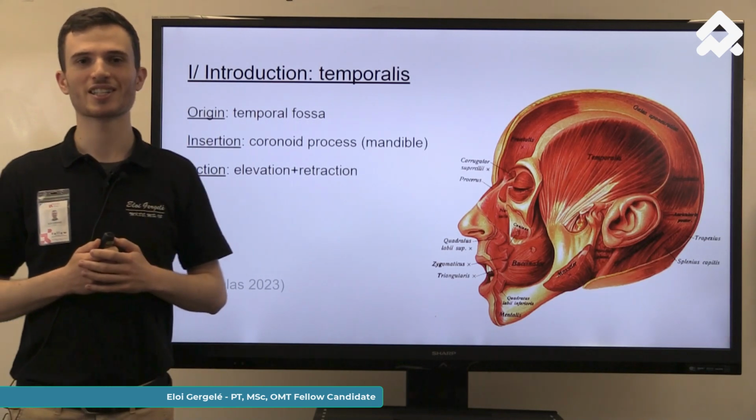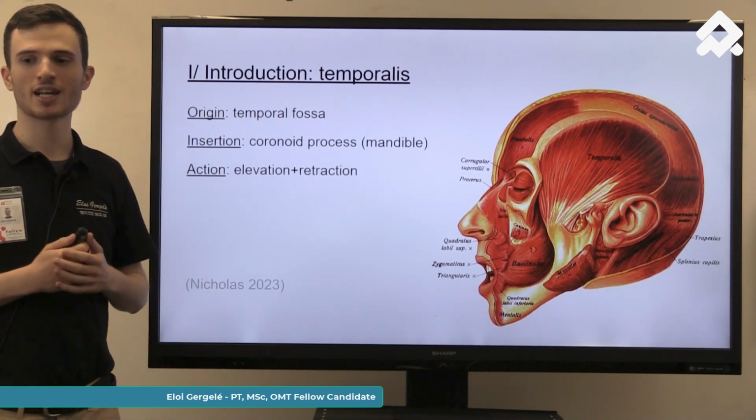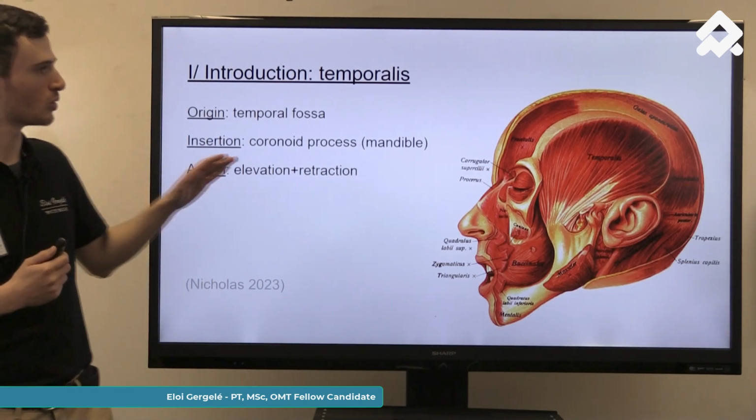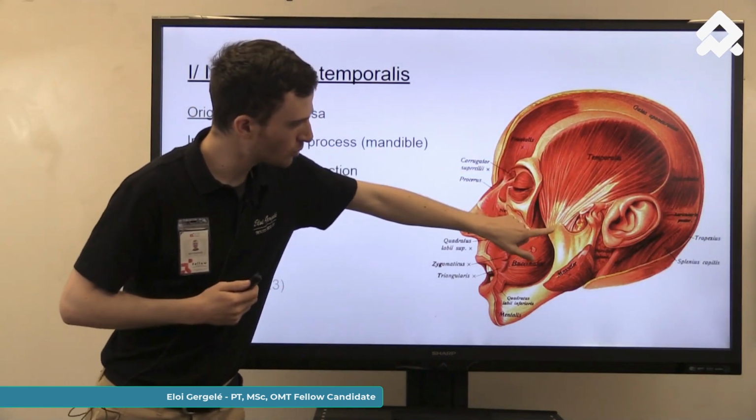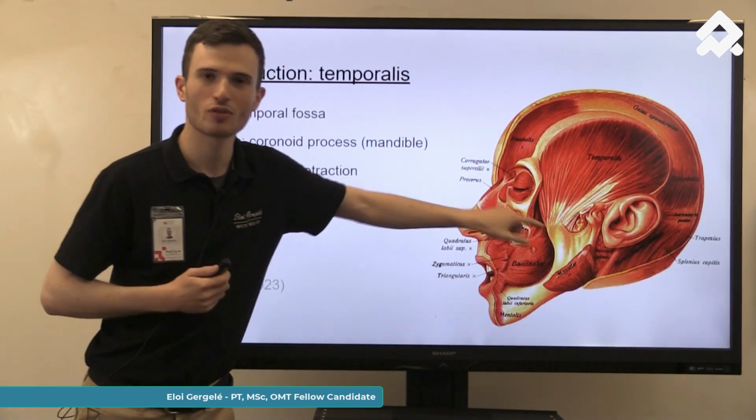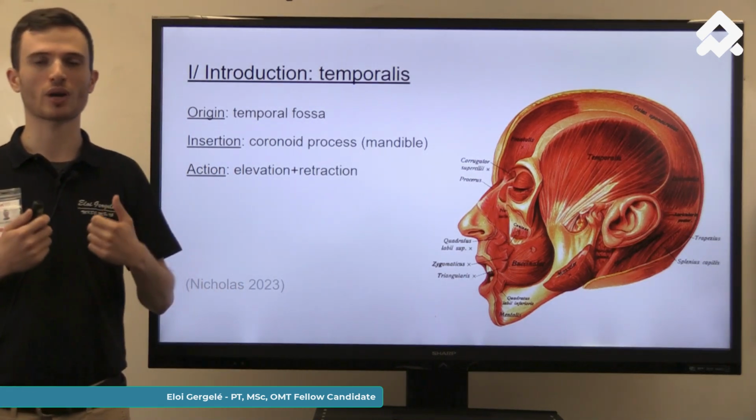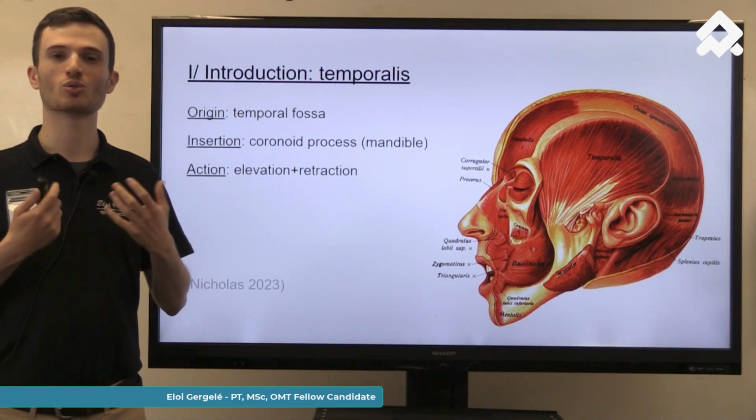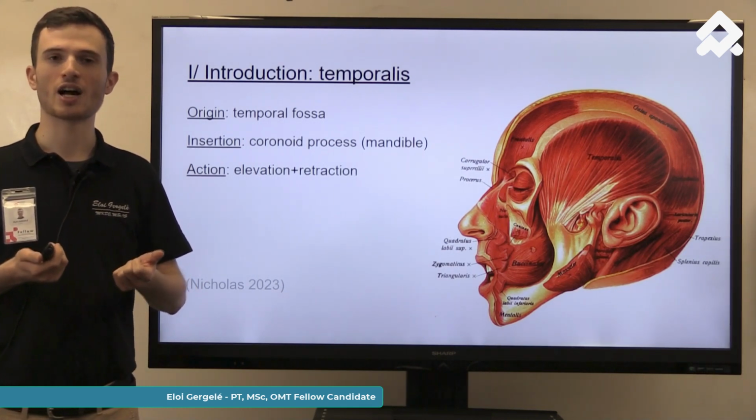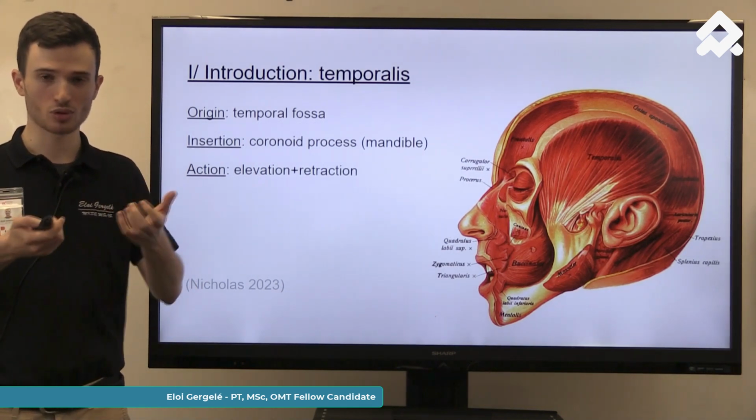The next one is the temporalis. It goes from the temporal fossa to the coronoid process of the mandible, and it does some elevation and retraction, which means that it's going to close the mouth and pull the mandible backward.